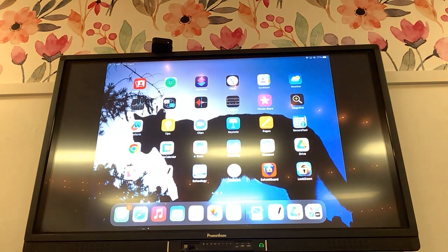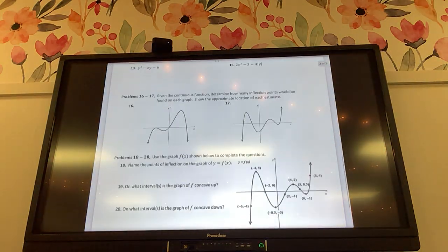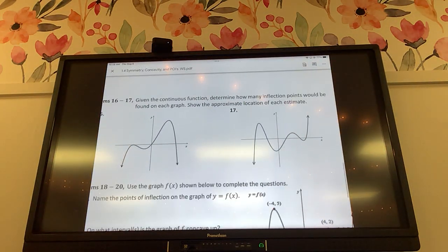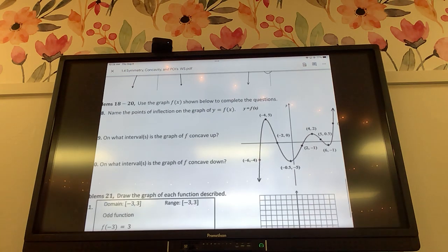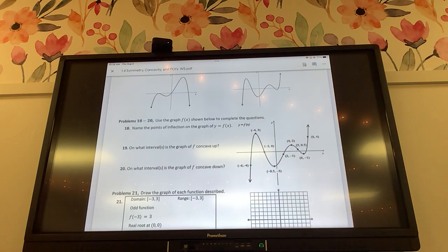Okay, so let's look at the homework real fast. On 16 and 17, it says given the continuous function, determine how many inflection points would be found and show the approximate location. So all you're doing on these two guys is you are literally drawing points where your points of inflection would be. Like you're just drawing dots on your graph and telling me how many of them there are. Does that make sense? Okay. On this one right here, this is like the example we did in the notes. Name your points of inflection, name your intervals for concavity.